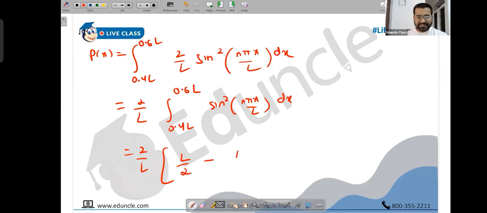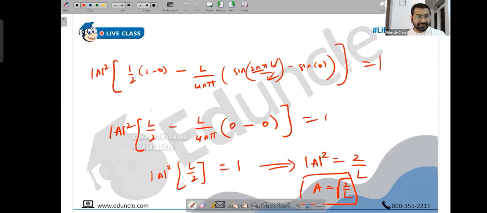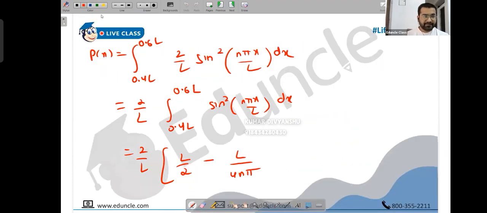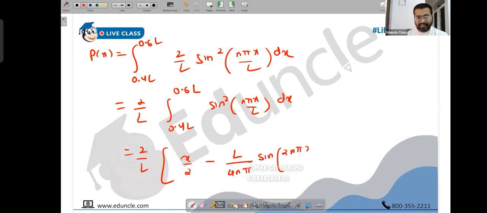The integration value of this was L by 2 minus L upon 4 n pi into, I don't remember after this, sin 2 n pi x by L. See, x by 2, not L by 2, sorry, I wrote it wrong. So after you integrate this, we are going to get x by 2 minus L upon 4 n pi sin 2 n pi x by L.